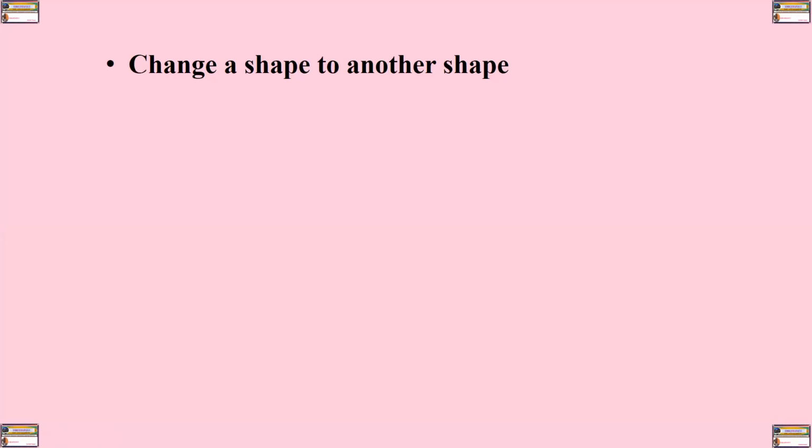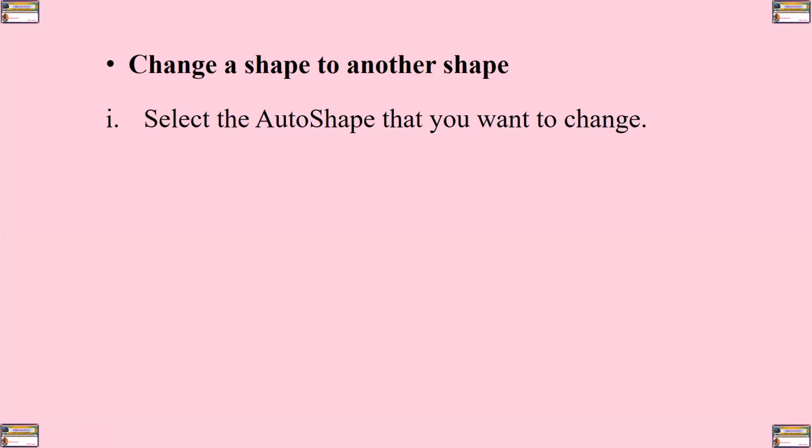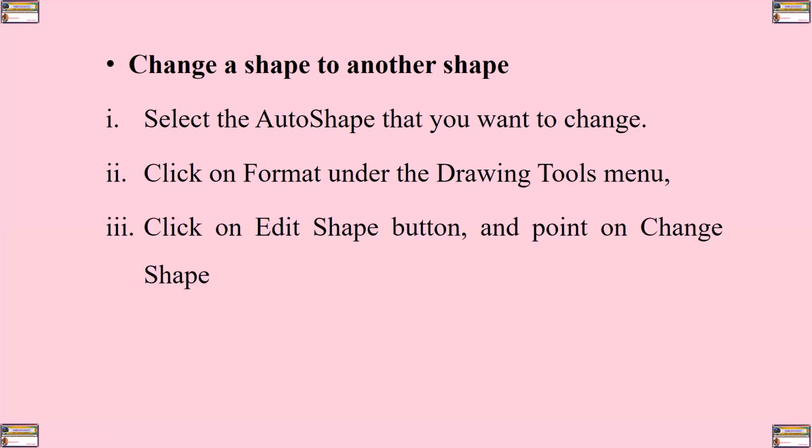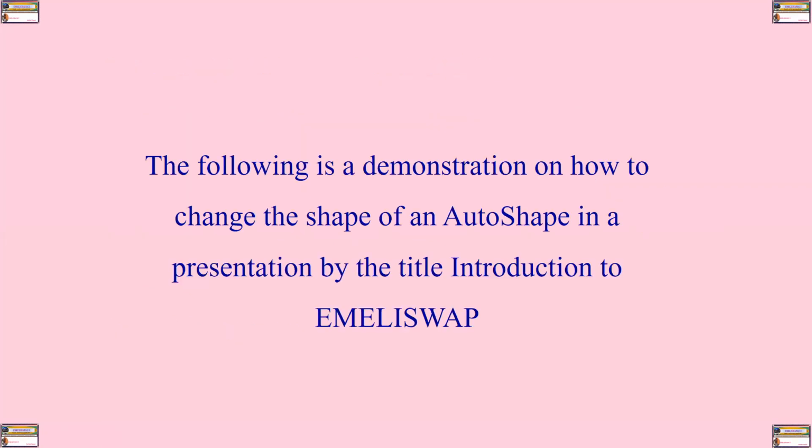You can also change the shape of an auto shape to another shape. How do we do that? Select the auto shape that you want to change. Click on Format under the Drawing Tools menu, and then click on the Edit Shape button and point on Change Shape. Then click the shape that you want. The following is a demonstration on how you can change some of the shapes that we have already added in our presentation titled Introduction to MLSwap.